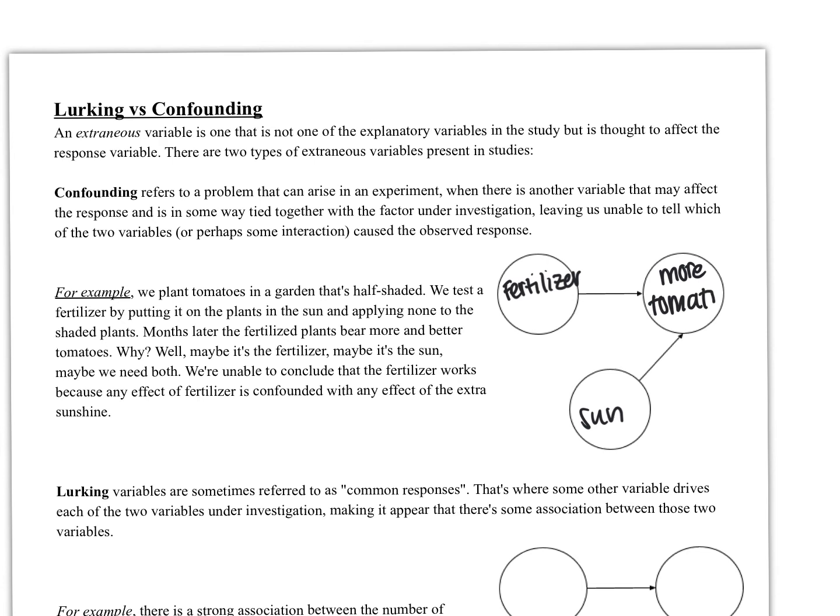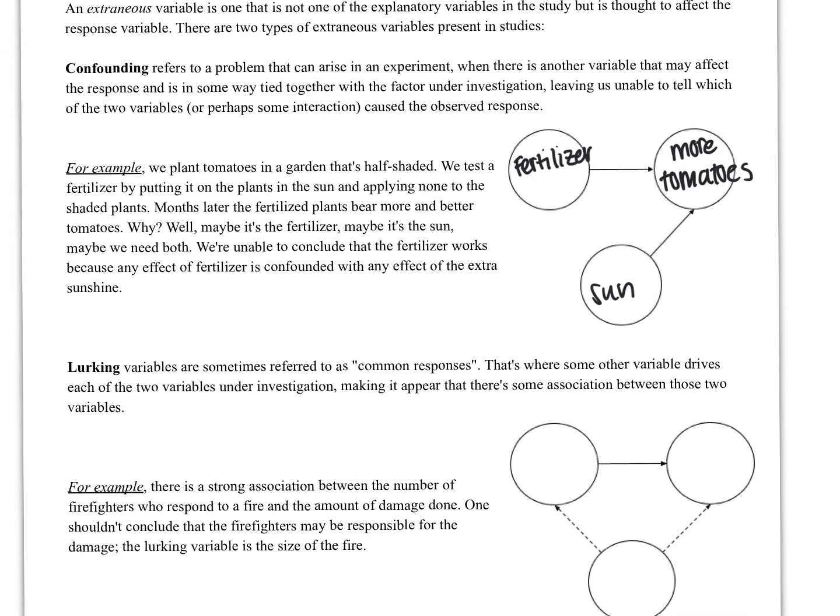So if we wanted to eliminate the confounding variable here, we would still plant the tomatoes in a garden that's half shaded, but the half that has the sun, half of those would get fertilizer and half wouldn't. And then the tomatoes that are in the shade, half of them would get the fertilizer and half of them wouldn't. That way we can take into account whether or not the sun has any effect on more tomatoes, or if it's just the fertilizer or both.